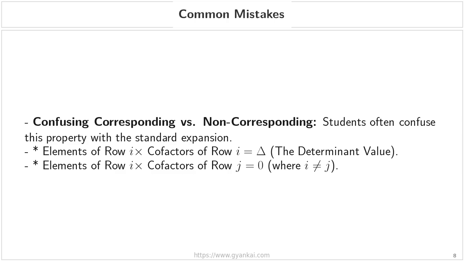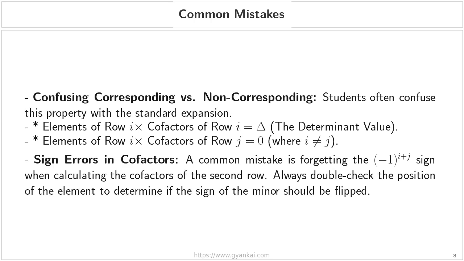If you multiply the elements of row i by the cofactors of that same row i, you get the determinant, represented by the Greek letter delta. However, if you multiply the elements of row i by the cofactors of a different row j, where i does not equal j, the result must be 0. Keep this distinction clear in your mind.